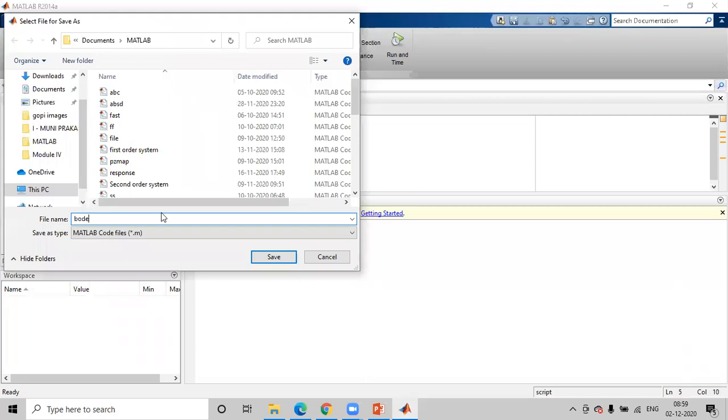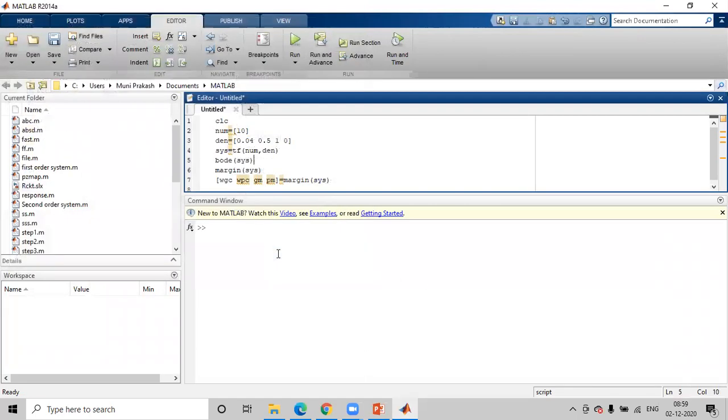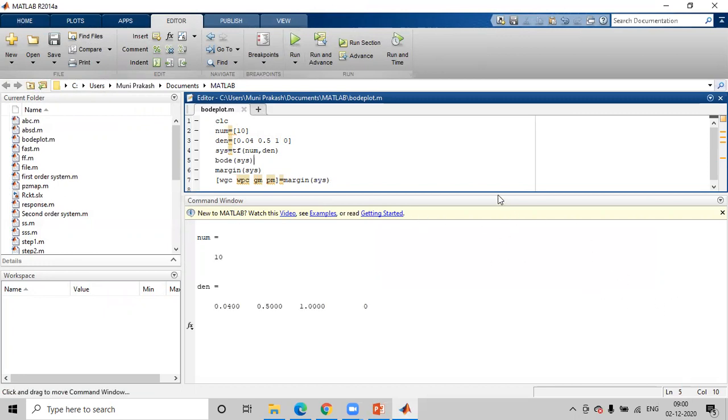The Bode plot. Save. Now the program is saved. Now we'll run the program. Now we can cross-check the command window.